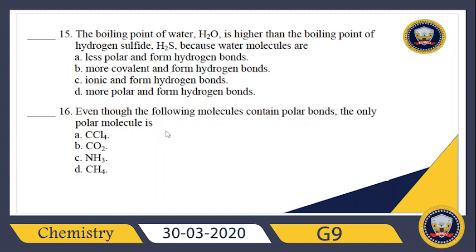So now, even though the following molecules contain polar bonds, the whole molecule is not polar. This one, because it contains a lone pair, so it's what? The answer is C. It is a polar molecule. Okay, so question 16, the answer is C. So let's continue now.